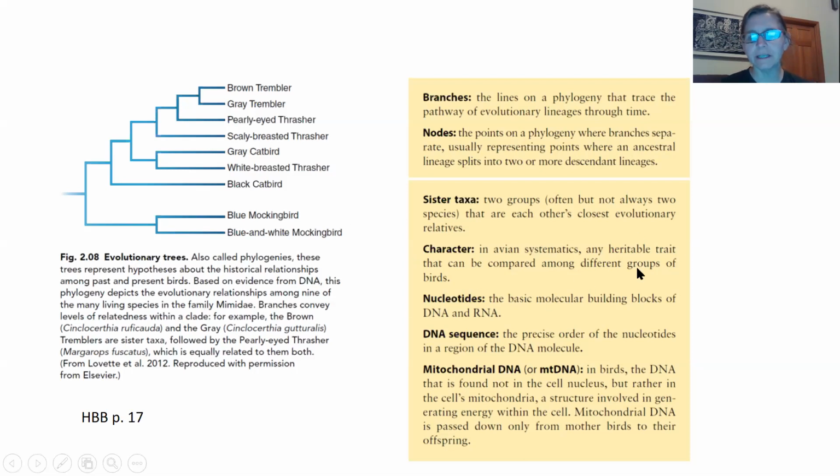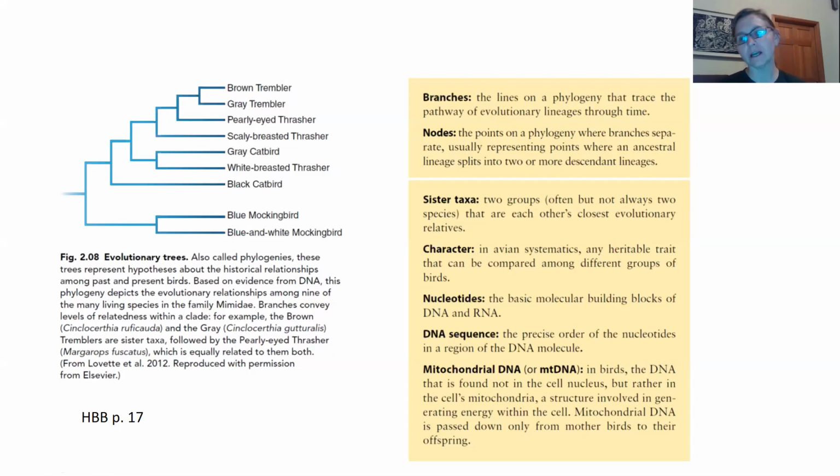Characters in systematics, that's any kind of trait that you can use to compare groups. And so characters may be skeletal characters. It may be the way that the birds build their nests. And so if we know something about these two mockingbirds, we might say, well, they share a character in common. It's a trait, and it might be something about their behavior, their morphology, their song, anything like that.